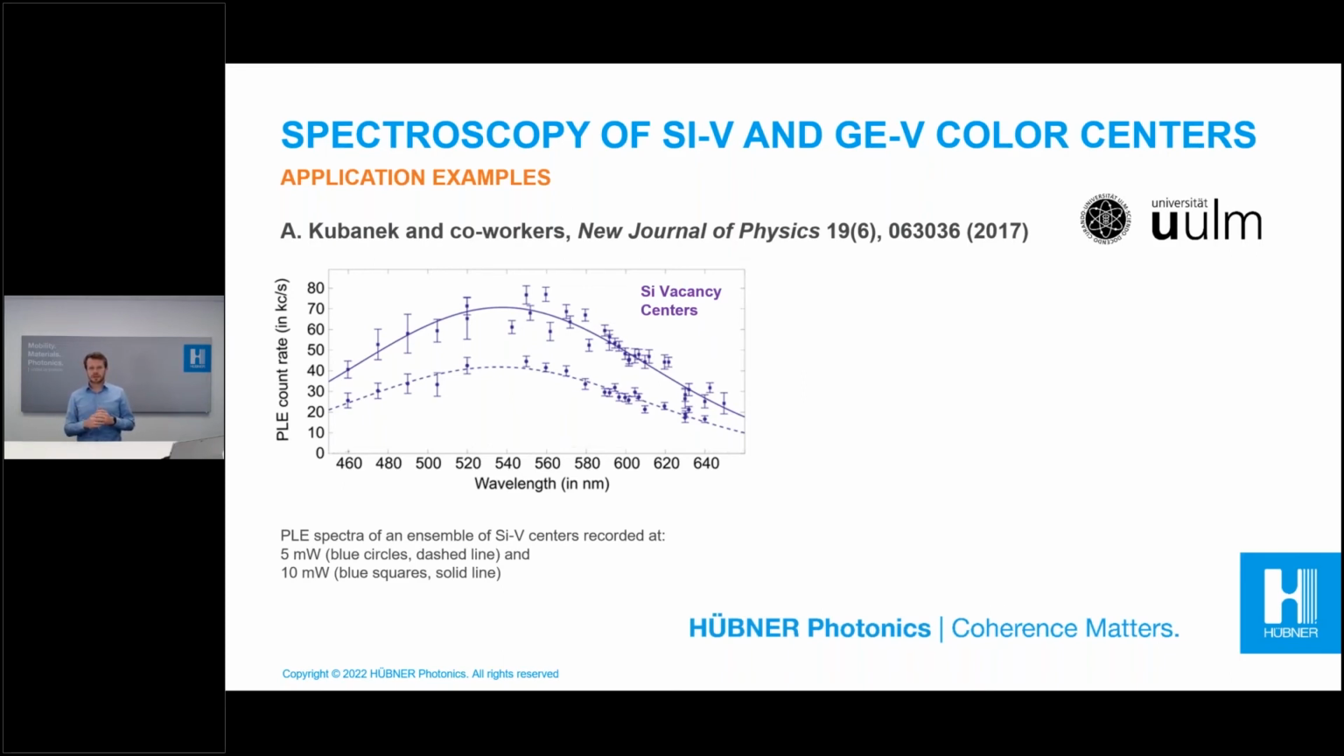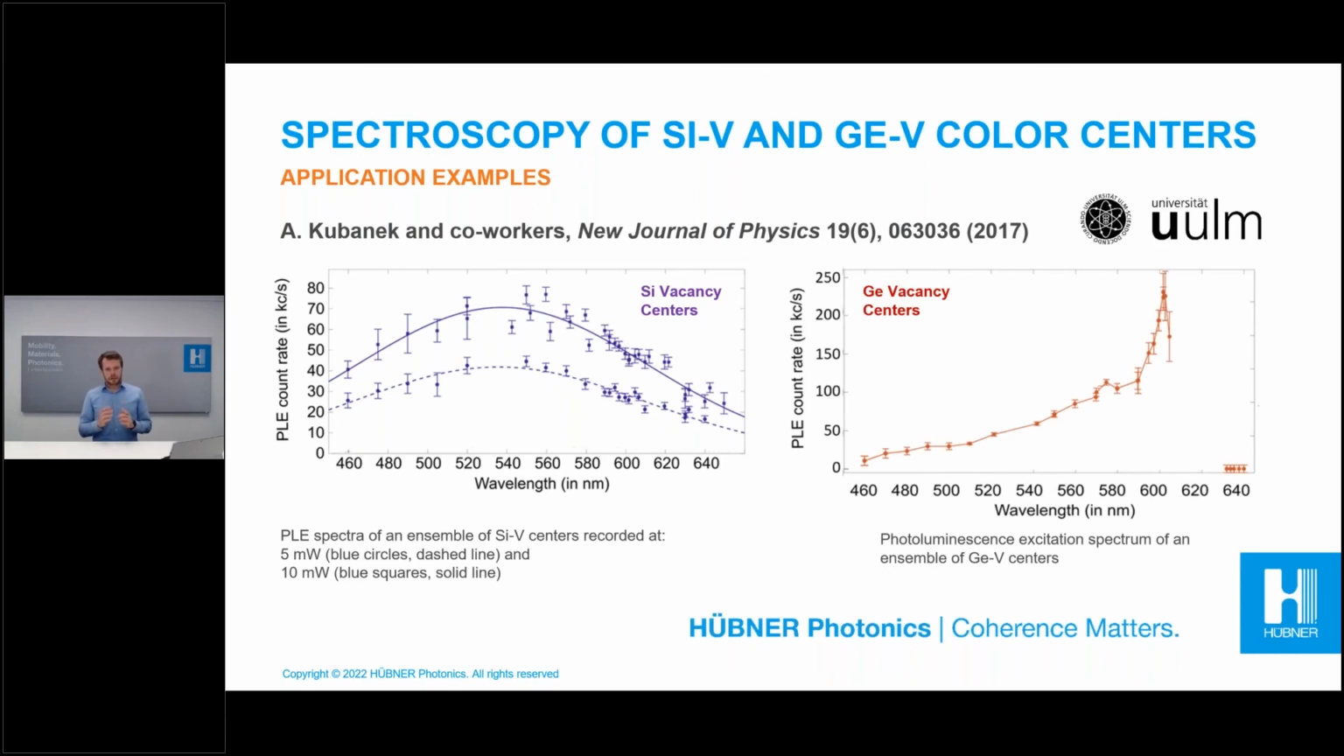You can see that there's only one big absorption feature centered around 540 nanometer with a width of about 100 nanometer. By increasing the pump power, one obtains about twice as much photoluminescence signal, so the measurement is not saturated. They also repeated the measurement with germanium vacancy centers in diamond and observed this structure with a clear feature at 604 nanometer, which is associated with a zero phonon line. This work helped understand the energy level structure of these two important color centers in diamond.